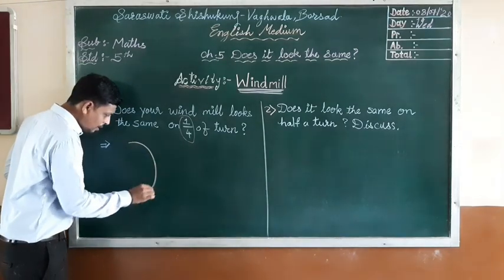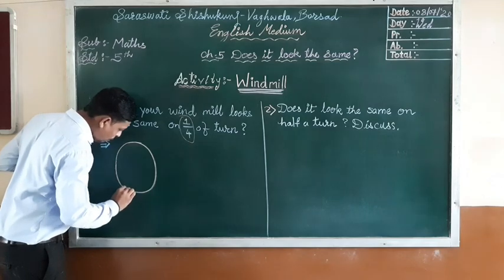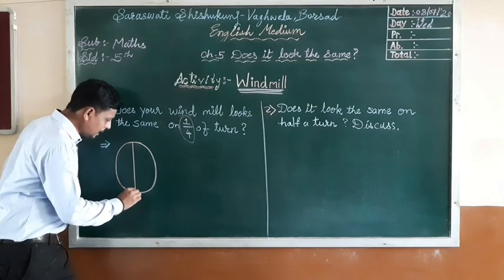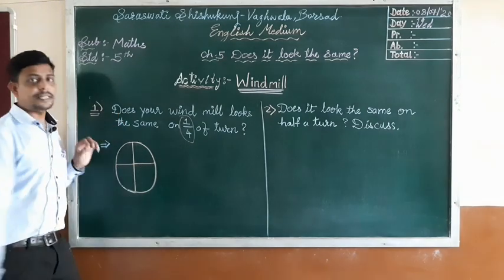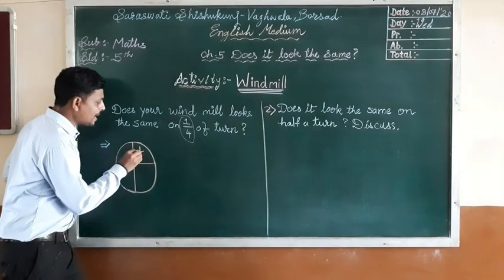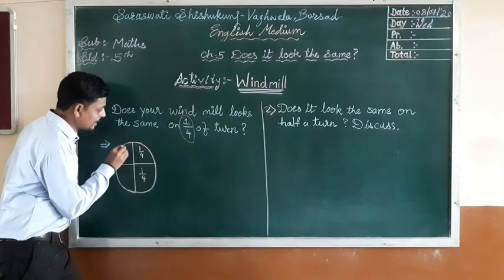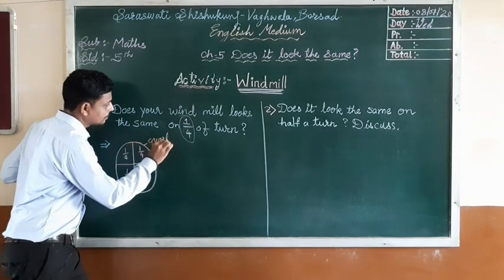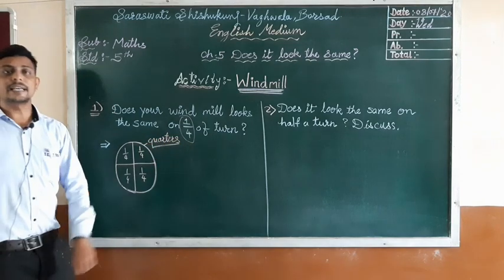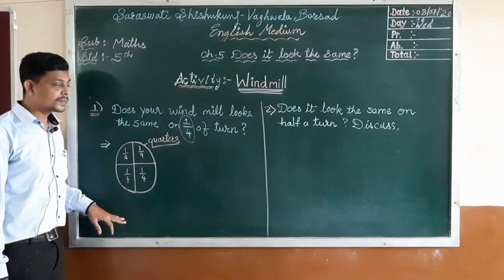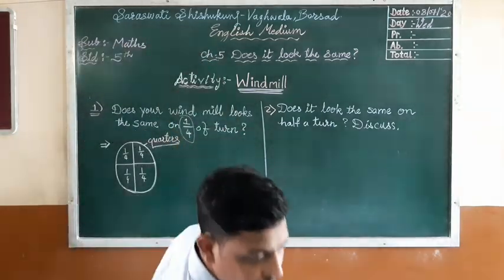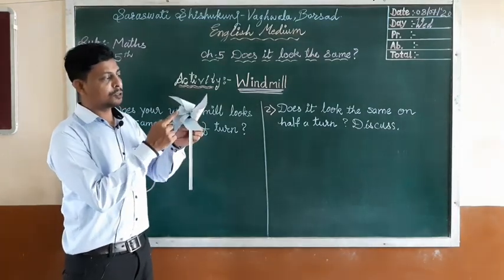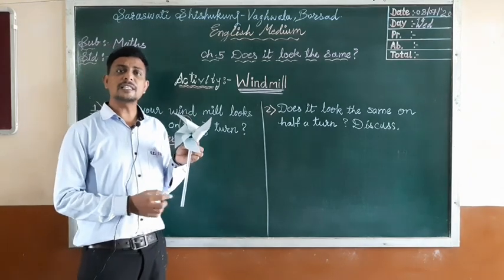So suppose this is a whole. If we divide this whole into 4 equal parts, each part is called 1/4, or we can say quarters. Now I will show you the windmill. In the windmill you can see there are 4 parts, 1, 2, 3 and 4. So each part is 1/4.